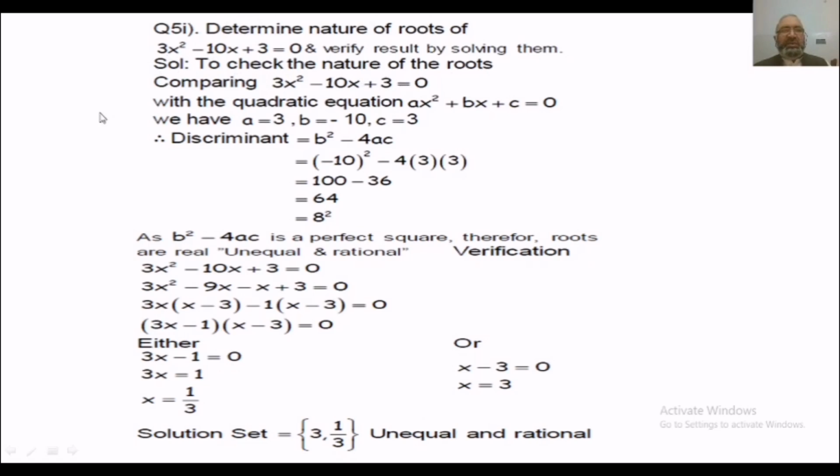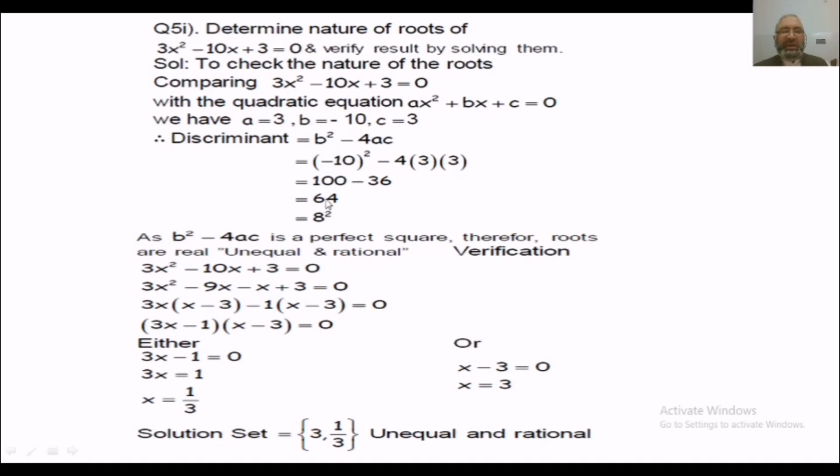To check the nature of the roots, comparing 3x² − 10x + 3 = 0 with the standard form of the quadratic equation, we find a = 3, b = −10 and c = 3. That is the value of a, b, c. Therefore, putting in the discriminant b² − 4ac, the value of b is −10, so (−10)², minus 4 into the value of a, which is 3, and c, the value of c is 3.